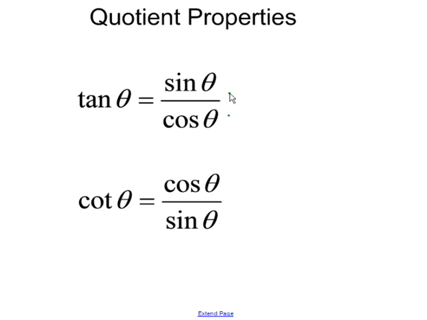And then we know that cotangent is the reciprocal, which means just flip tangent. And if you flip sine over cosine, it becomes cosine over sine. All right, the next thing we're going to do is investigate a little bit to figure out what the Pythagorean identities might mean.